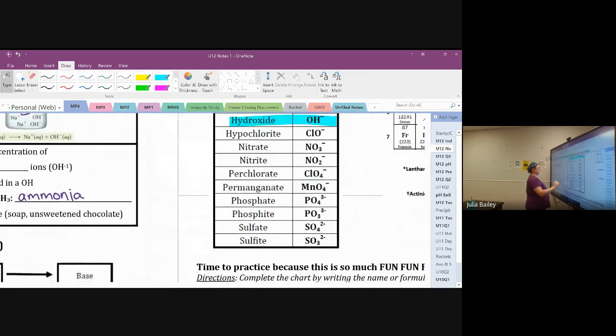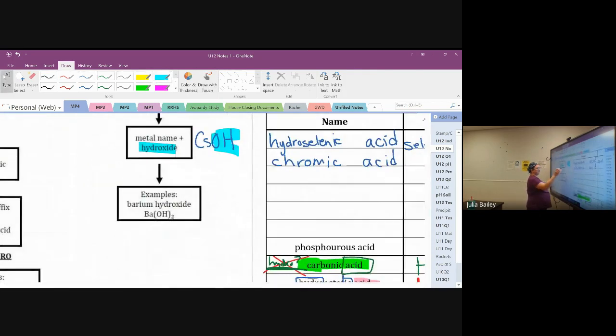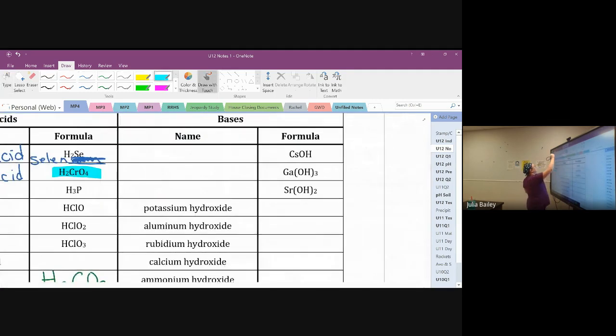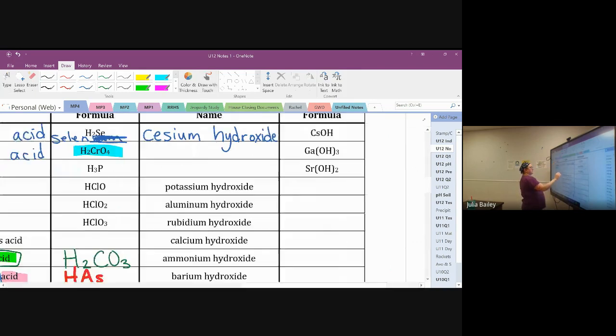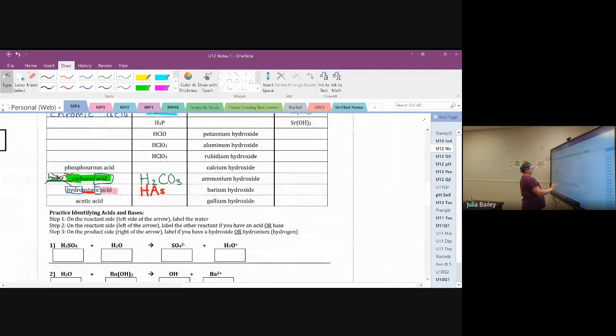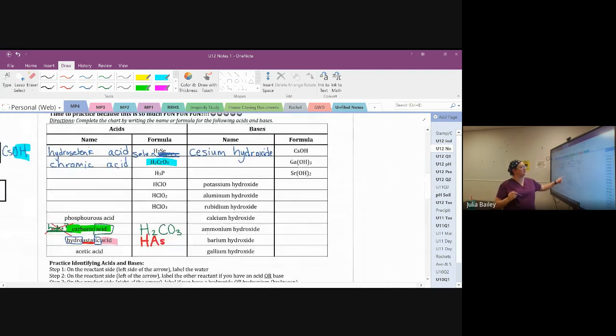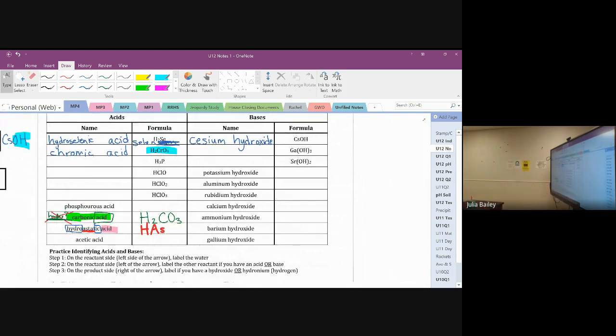So we're really just writing the name of the metal and then the word hydroxide. So the name of the metal, Cs, is cesium. And then the name of that ion is hydroxide. And that's how you name the base. That's it. I mean, that's all we got. So we have one little piece left.